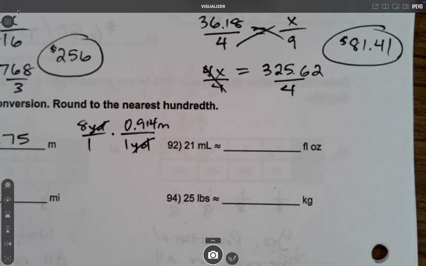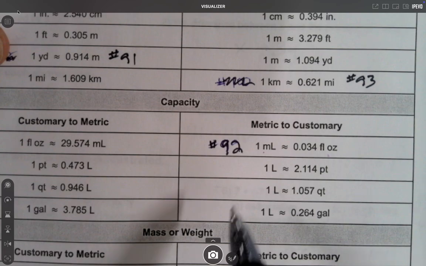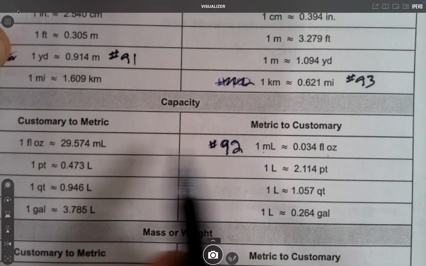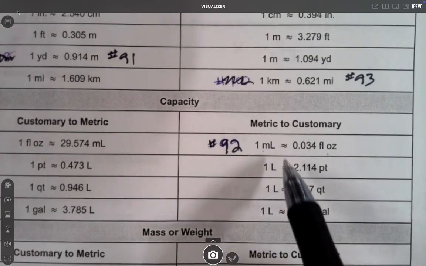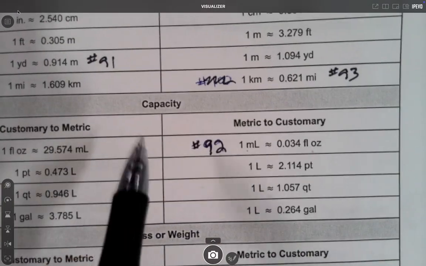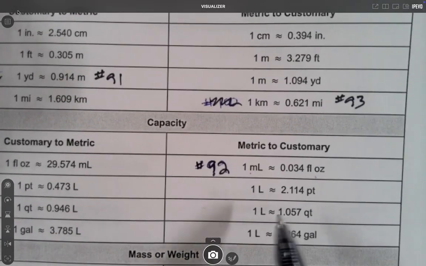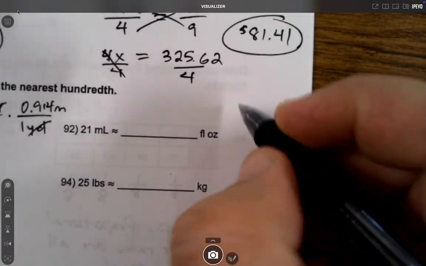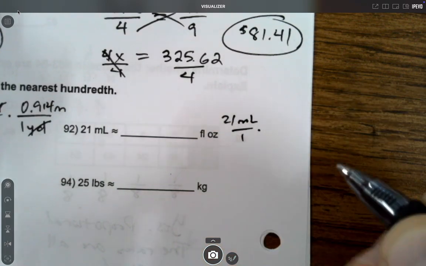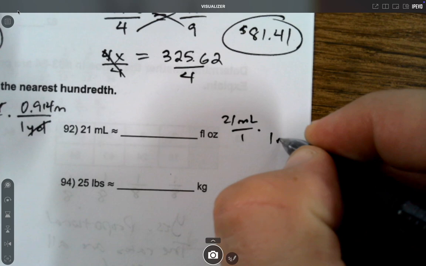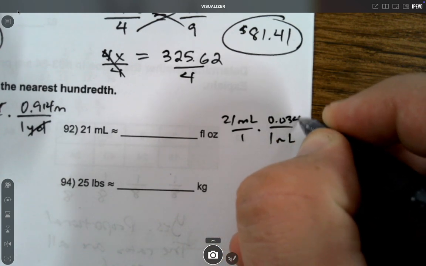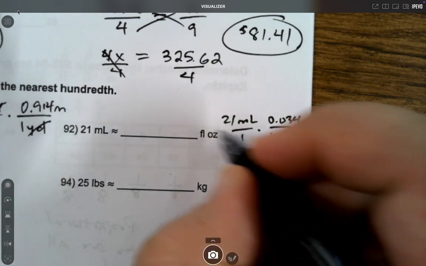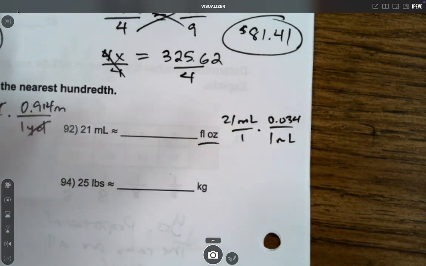Okay, 92, converting milliliters to fluid ounces. So that's in the capacity section, milliliters to fluid ounces. And you can use either one of these. That's up to you. Since I have this one marked, I'll just use that one. But it's not wrong if you choose this one instead. So 21 milliliters over 1 is 1 milliliter, 0.034 fluid ounces. I ran out of room to write that, but it's written right there. So I do 21 times 0.034, and I get 0.71 fluid ounces.